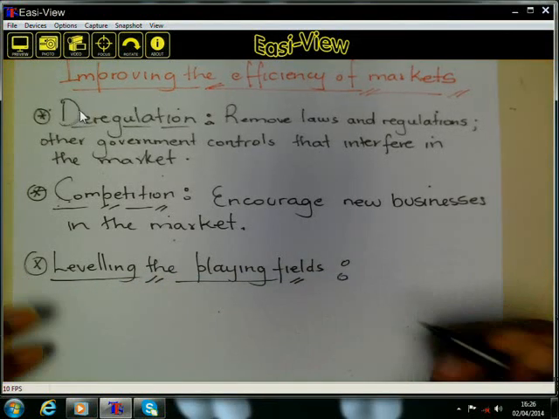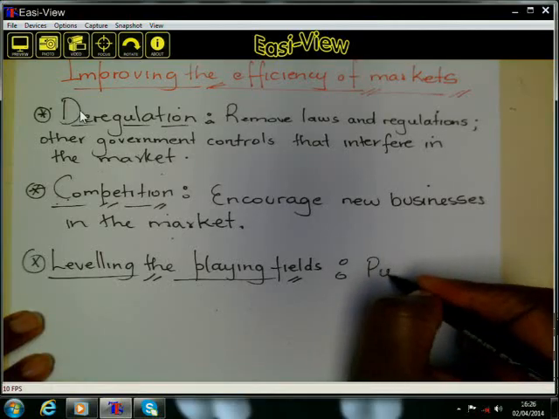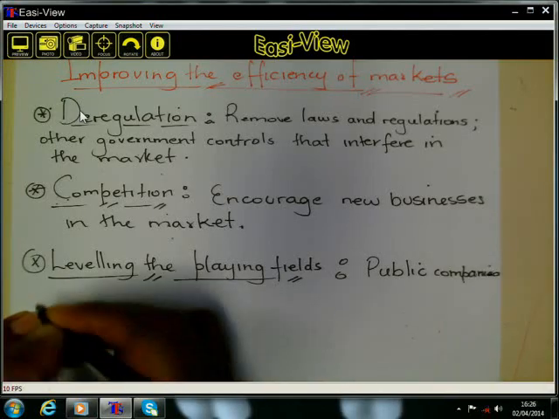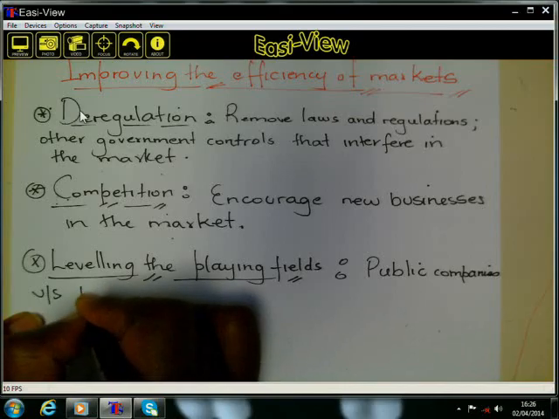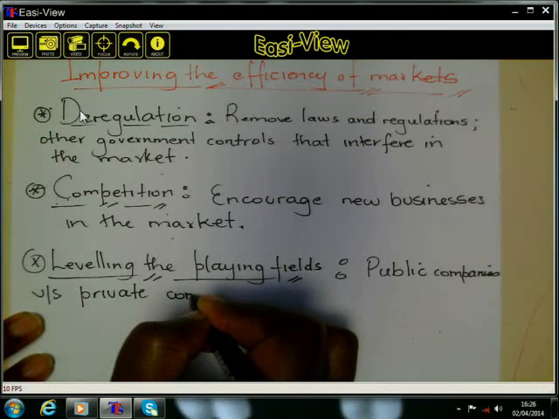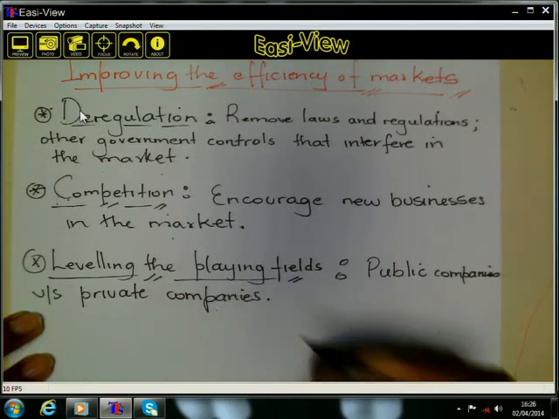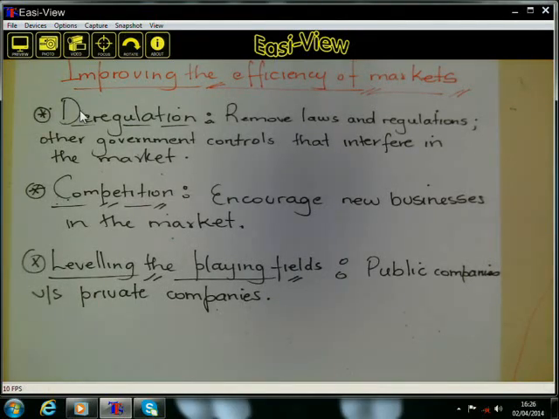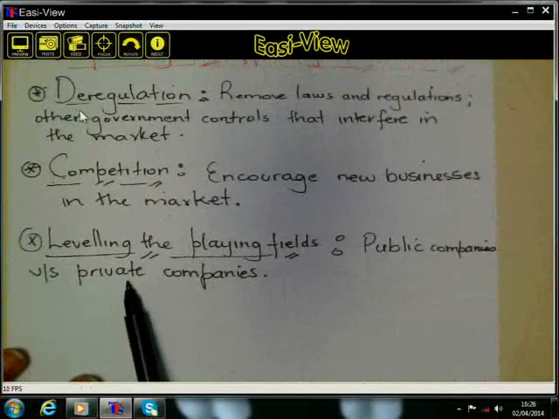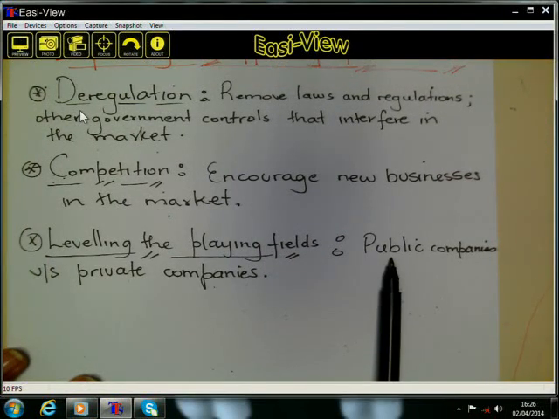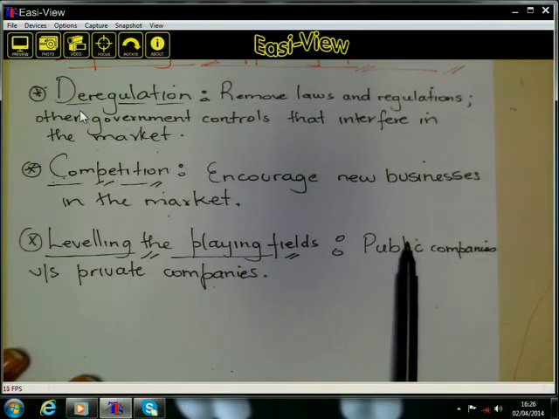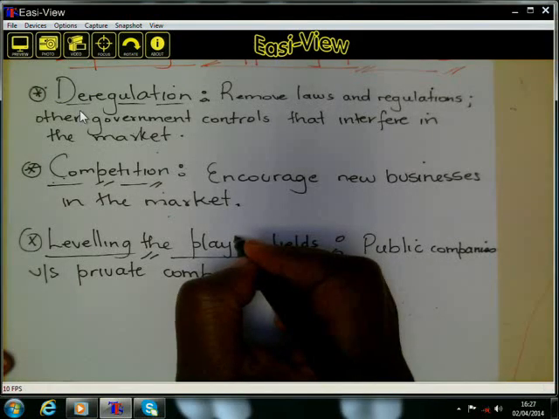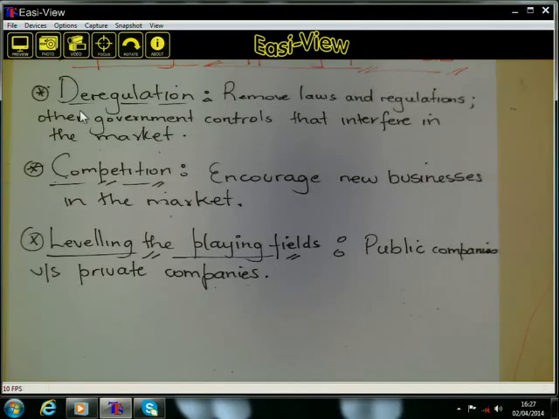Under leveling the playing fields, we know that public companies, here it's public companies versus private companies. So the problem here is, we know that public companies, they are protected by the government, their liability is limited. So now the private companies cannot compete fairly against the public companies. So it is the duty of the government to make sure that they level the playing field, everybody plays fair, so that everybody must benefit in the economy.